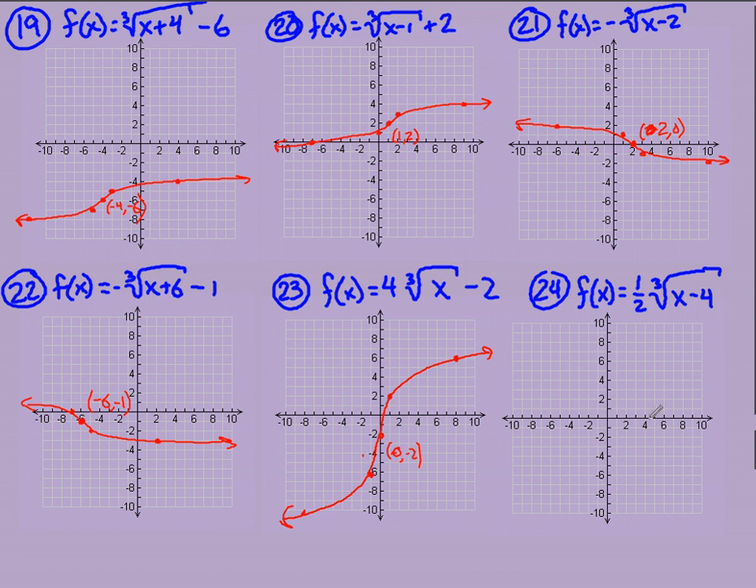Alright, and the last one, with the 1/2, I'm not going up or down, there's nothing out here, so it's just going to be starting at to the right 4. So here's your new origin at 4, 0. Up 1, when I go over 1, I go up 1, but now it's only a 1/2 because of the 1/2 in front. Same in this direction, only up a 1/2 when I go to the left 1.